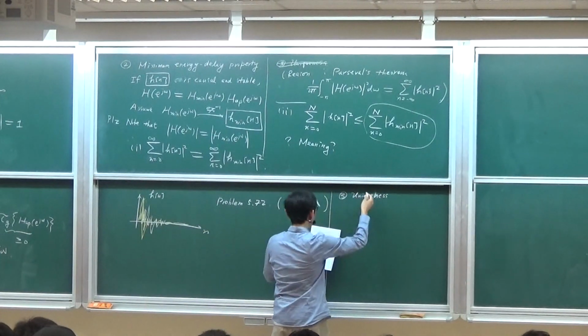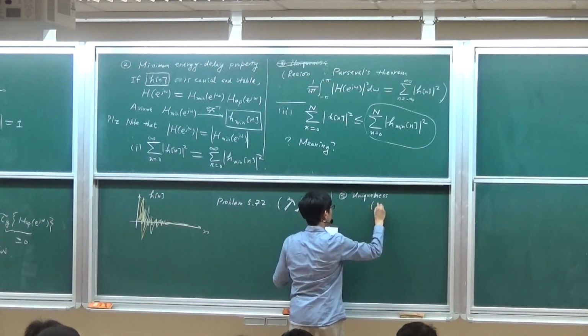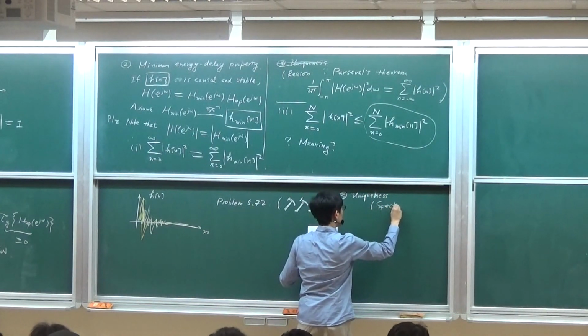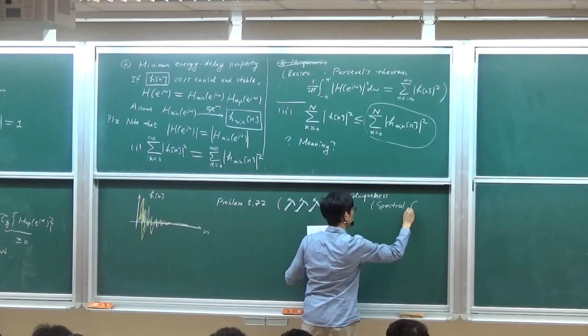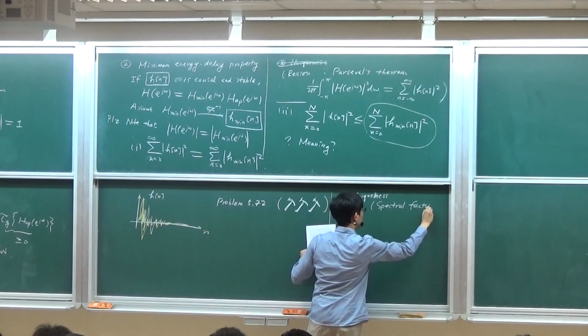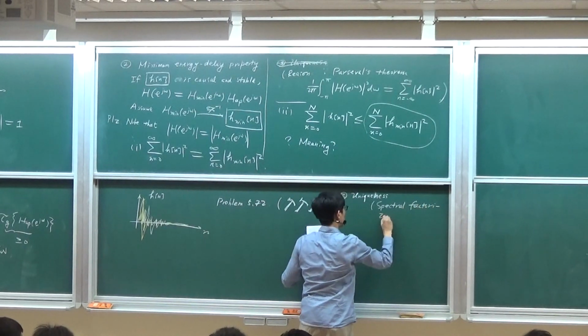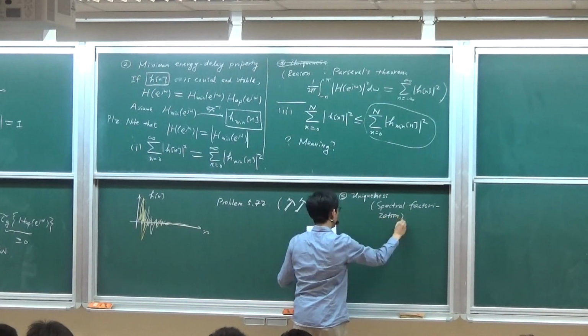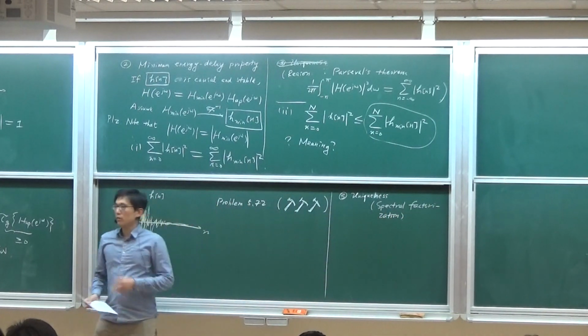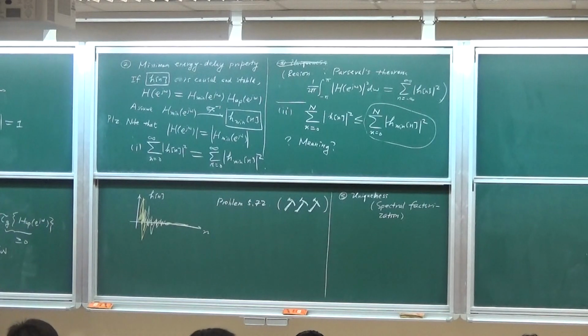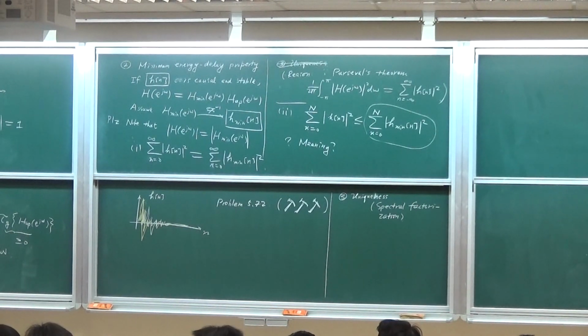Uniqueness. And this is about spectral factorization. Okay, so the idea is that for a minimum phase system, if you know the magnitude response, then you essentially can calculate its phase response.